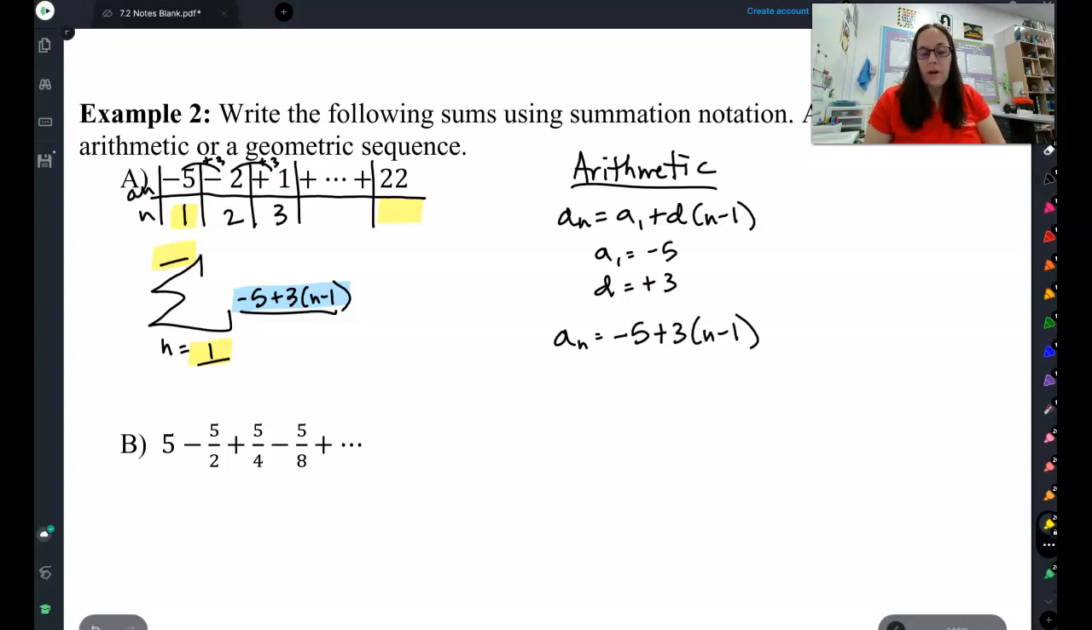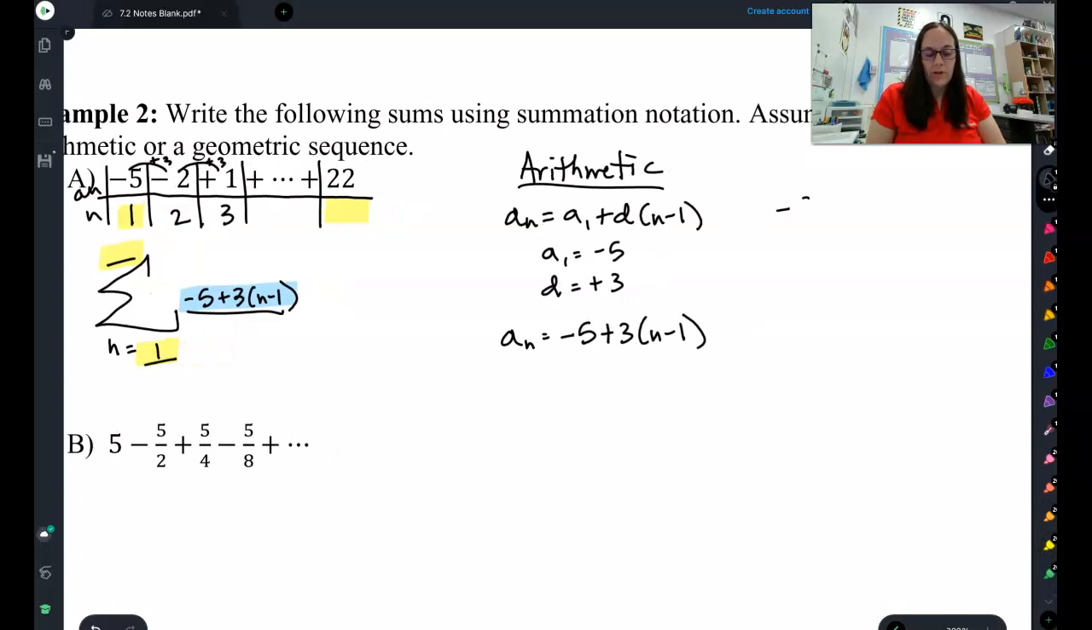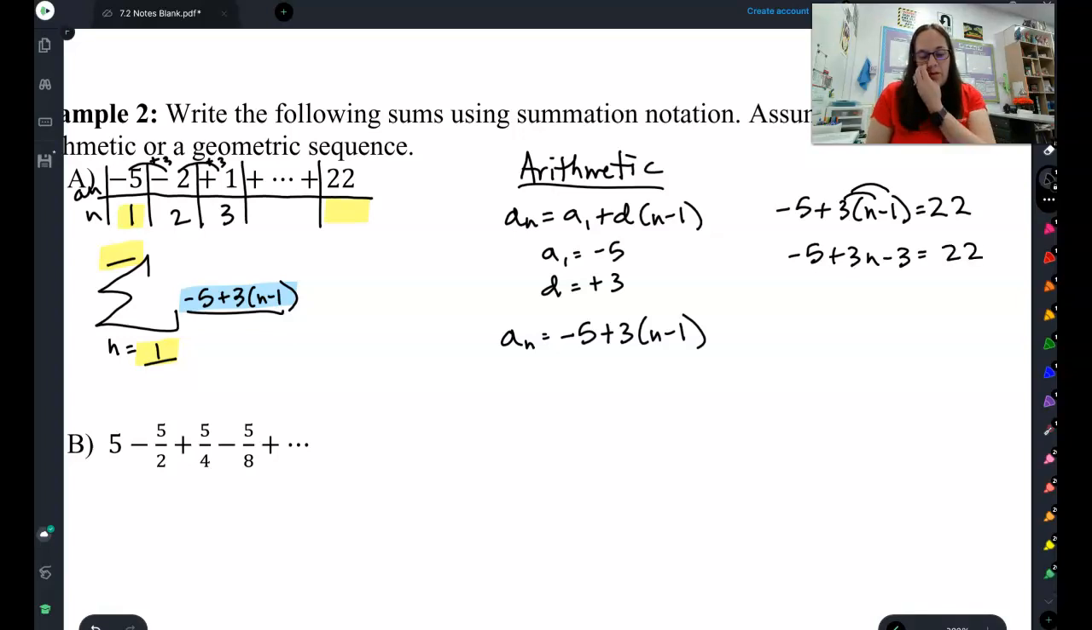So it looks like the last thing I need to figure out is what term number this is. Well, if I need to figure out what term number this is, I can set my explicit equation equal to this last term, 22, and solve for n, and that's the term number I'm ending with. So let's solve this. So this is 3n, and we get -5 minus 3, which is -8, equals 22 plus 8.